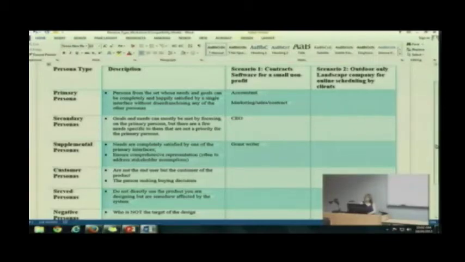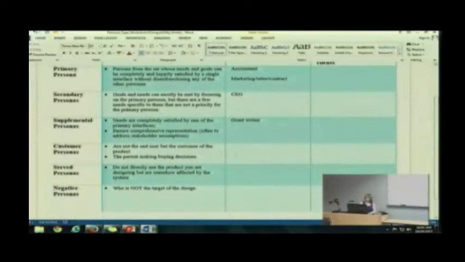All right, customer persona. If your primary persona is the accountant, who do you think the customer persona might be? The CEO. It could be the CEO, right? It may be that the CEO is the one who has the only authority to say, yes, we are going to purchase this, I'm going to approve it. Remember, it's a small nonprofit.